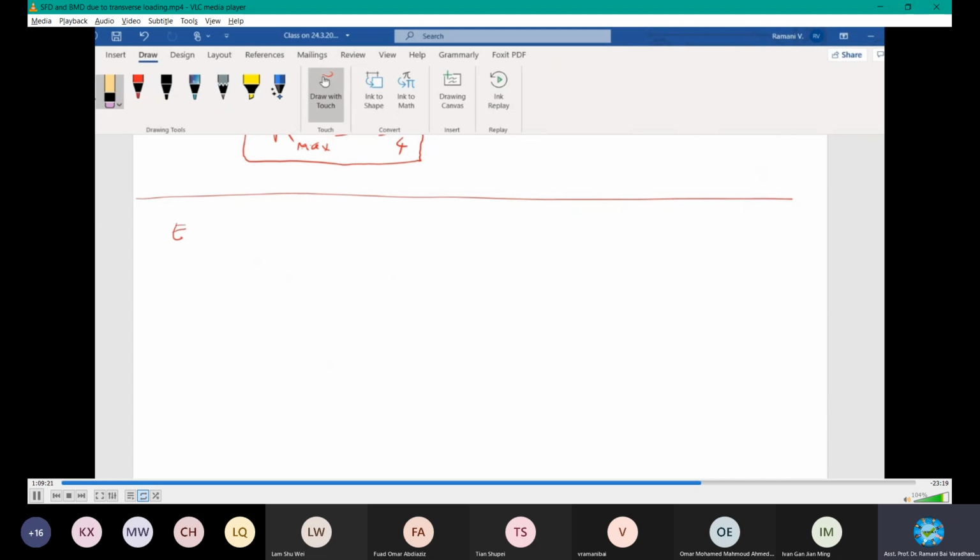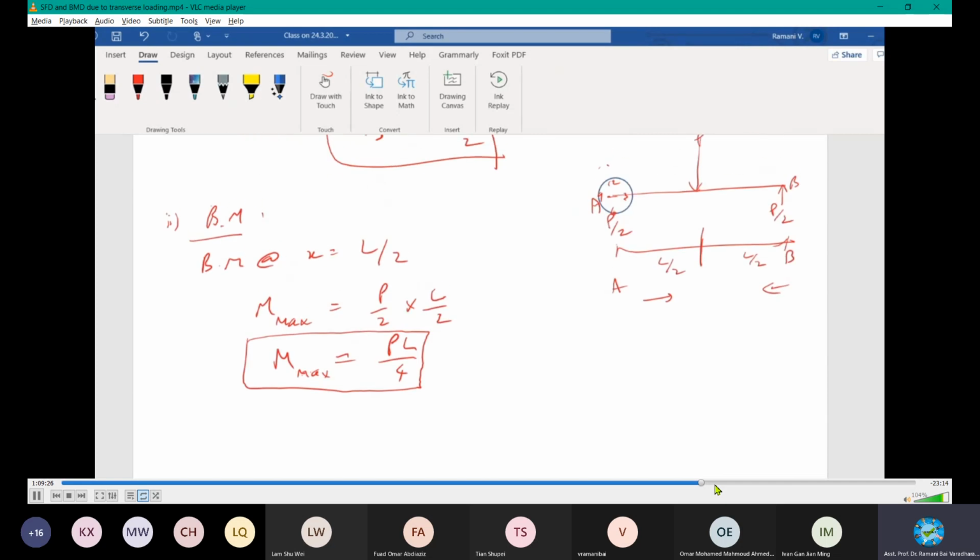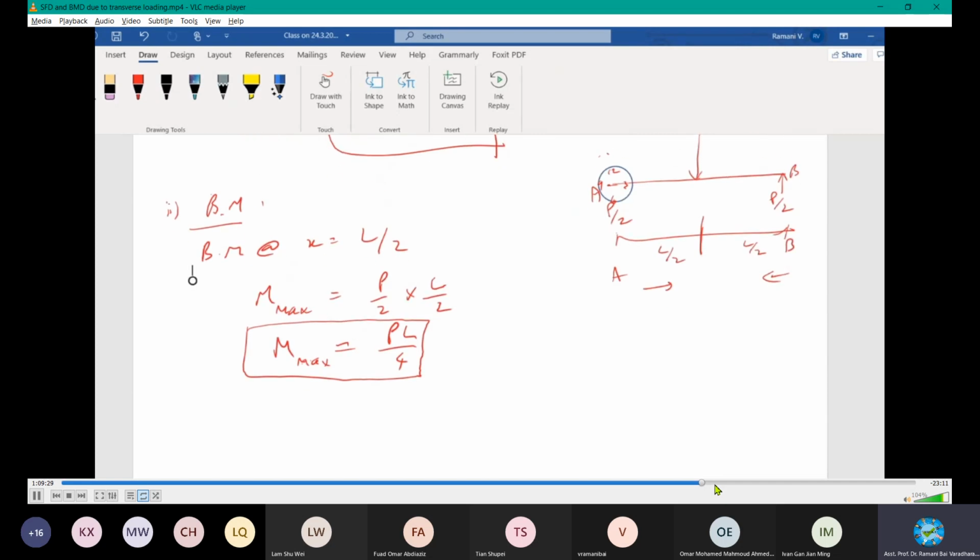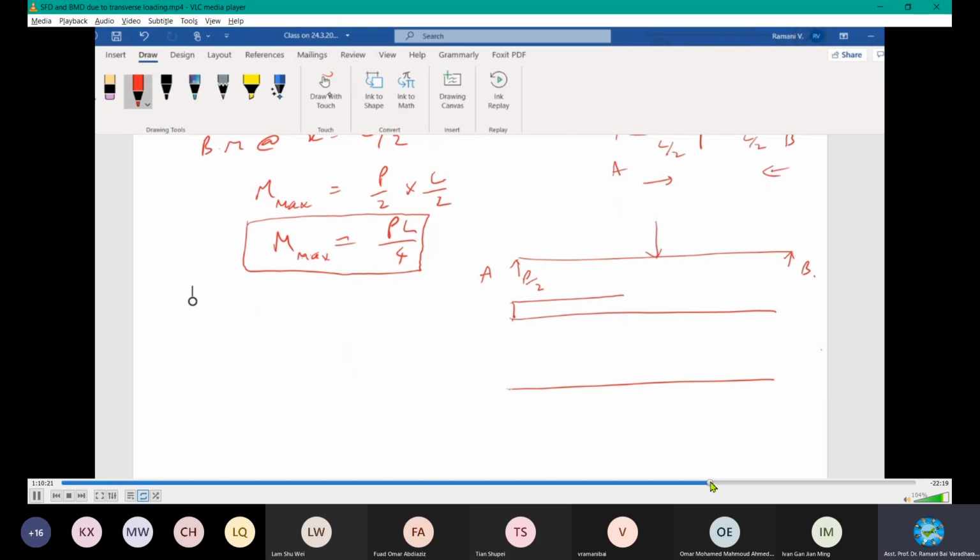Example 5. Oh no, we need to draw the diagram, isn't it? Let's draw the diagram. Go ahead, because you have done it. You have the reaction, right? Reaction and the load. And this is your L by 2, A. This is B.